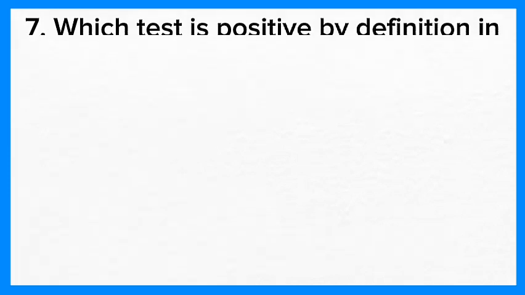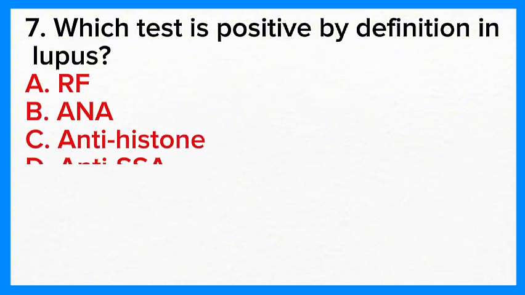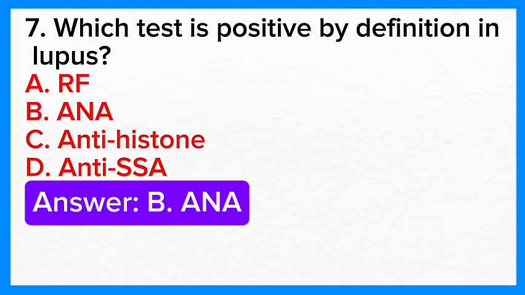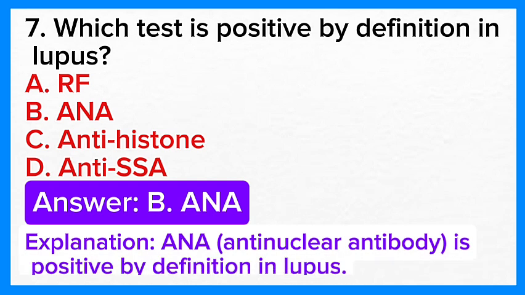7. Which test is positive by definition in lupus? A. RF, B. ANA, C. Antihistone, D. Anti-SSA. Answer: B. ANA. Explanation: ANA, antinuclear antibody, is positive by definition in lupus.